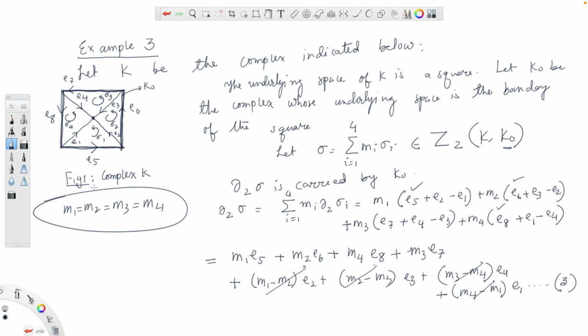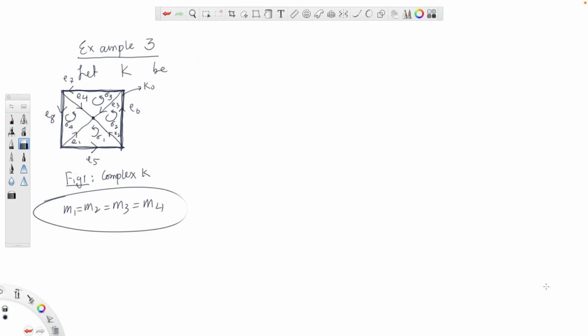Okay, so we therefore conclude that the sum of these expressions mi sigma I, where I runs from 1 to 4, belongs to the relative group of two cycles of K mod K0 if and only if m1 is equal to m2 is equal to m3 is equal to m4.